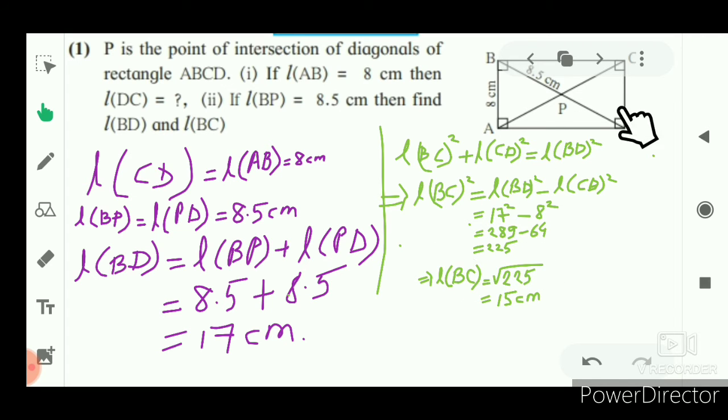So the square of BC we have found here, and we have to find out the length BC. So we will take the square root. Square root of 225 is 15 centimeter. So 15 centimeter is the length of side BC. Similarly, the length of side AD is also 15 centimeter because they are opposite sides of each other.